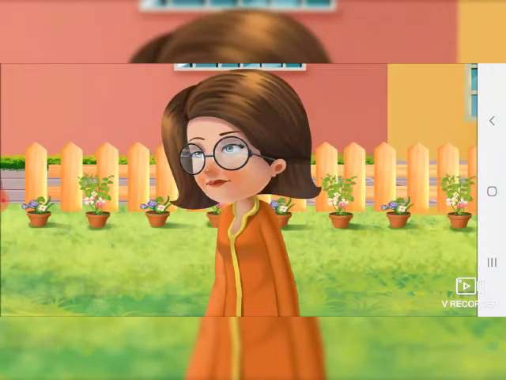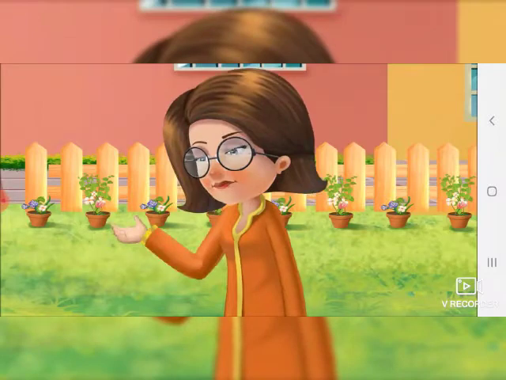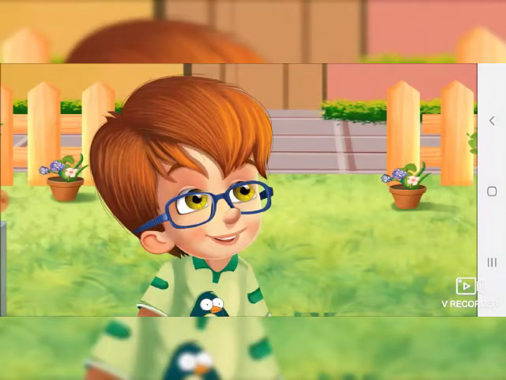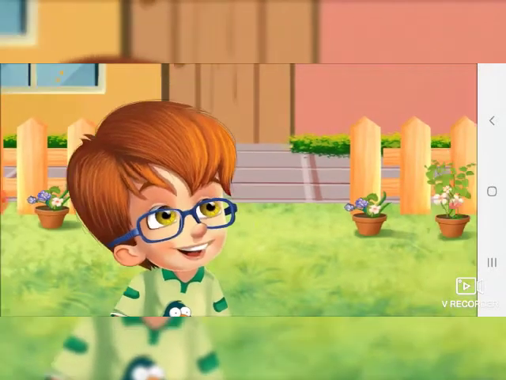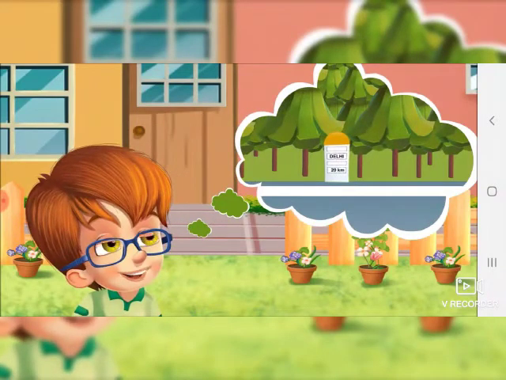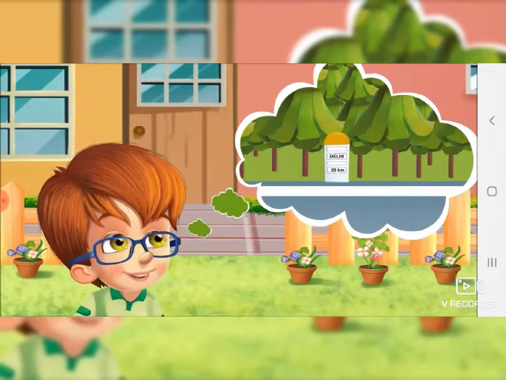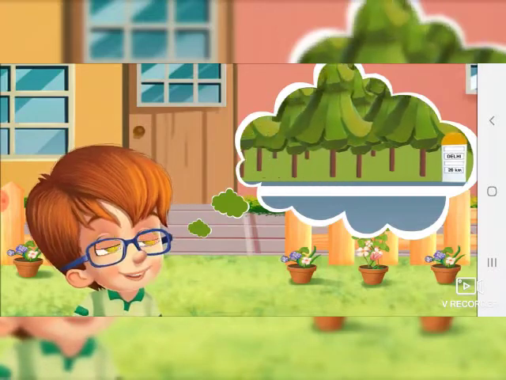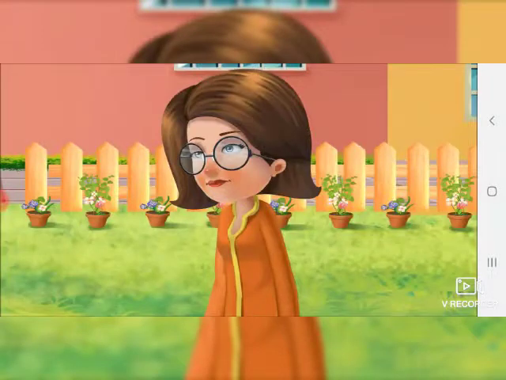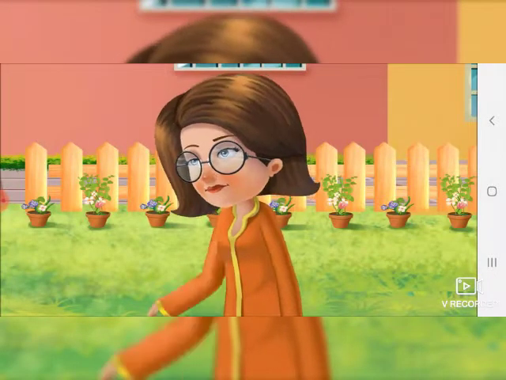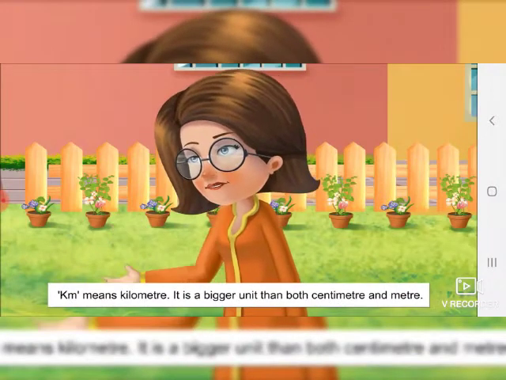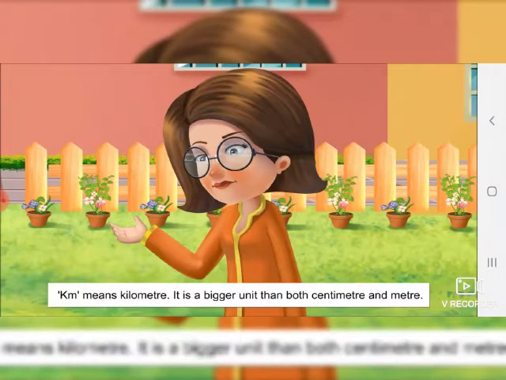Now Mrs. Ria asks, how they can measure the distance between the two cities, Agra and Delhi. Neil replies, I have seen that while traveling with my parents last year during summer vacation, I observed the stones set up beside the road, where the distance was marked as 20 kilometer, 15 kilometer, and so on. Then Mrs. Ria replies, it's true. Well, km means kilometer, and it is a bigger unit than both centimeter and meter.